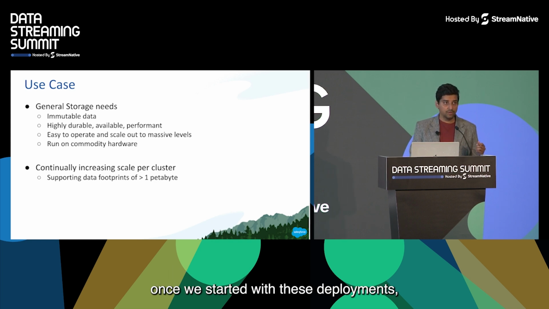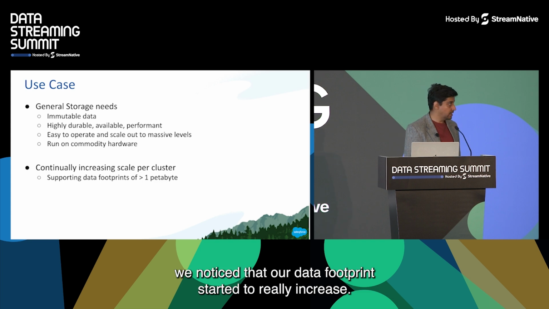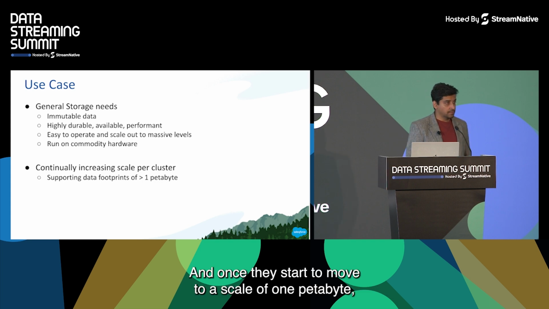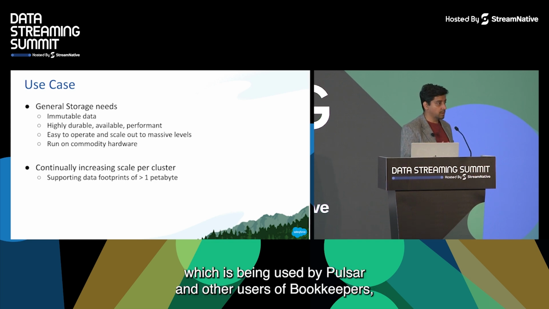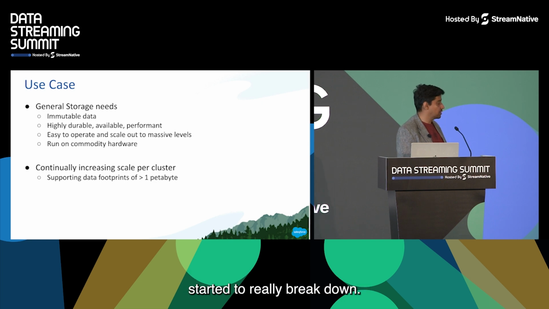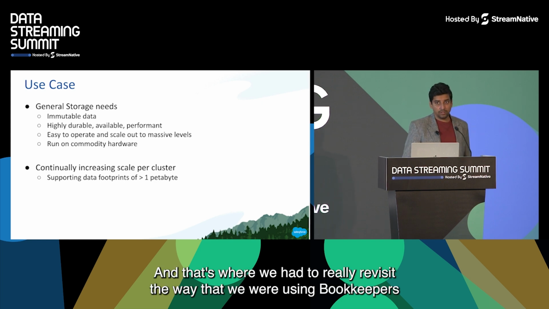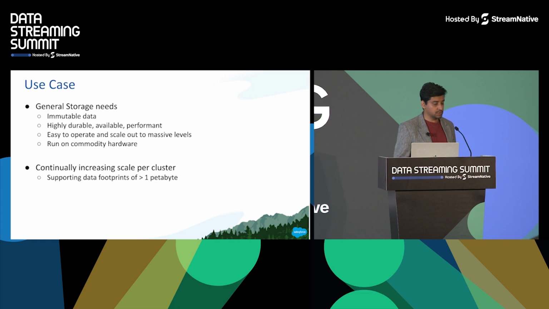However, once we started with these deployments, we noticed that our data footprint started to really increase. Once we start to move to a scale of 1 petabyte, the traditional Bookkeeper architecture, which is being used by Pulsar and other users of Bookkeeper, started to really break down. And that's where we had to really revisit the way that we were using Bookkeeper specifically.